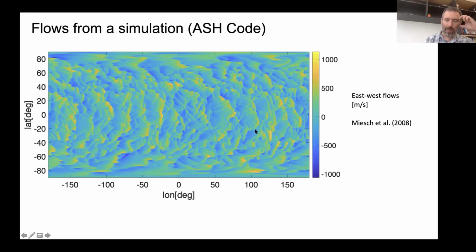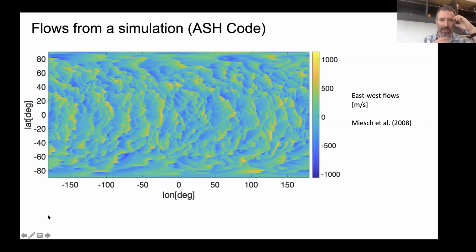So you can take a map like this, and it's already interesting that you're seeing numbers like 1,000 meters per second, kilometer per second flows. And this is not quite at the surface of the simulation. The depth is maybe 0.96 of a solar radius, if I remember right.